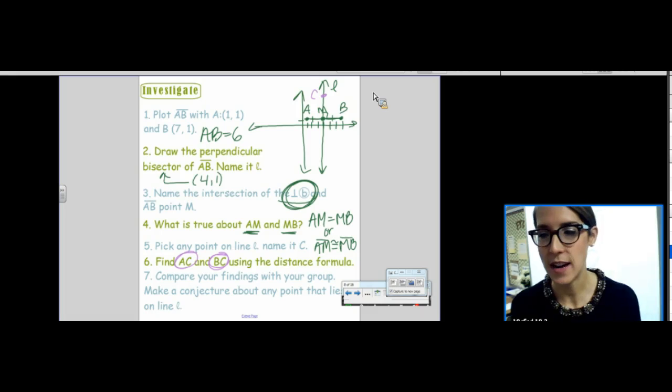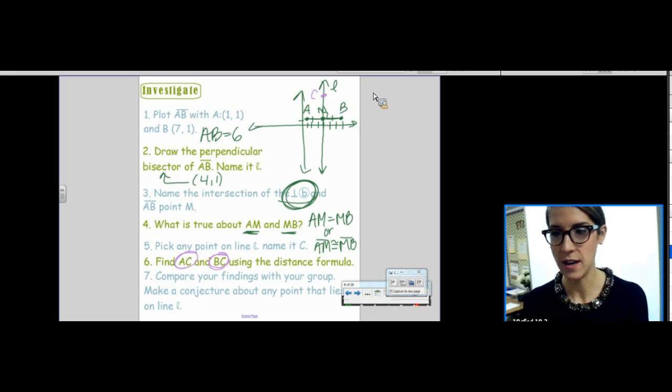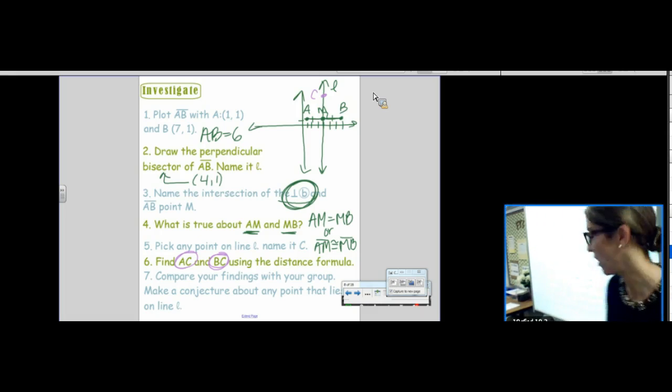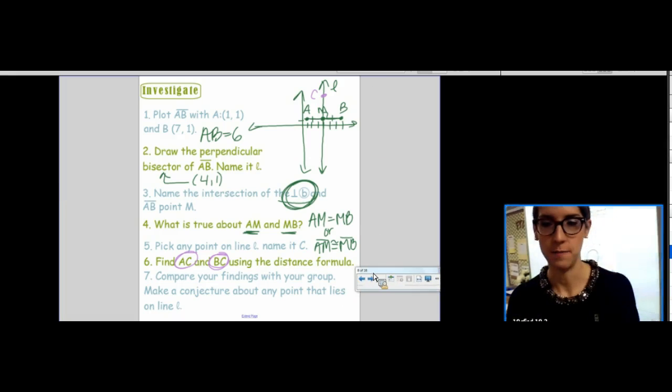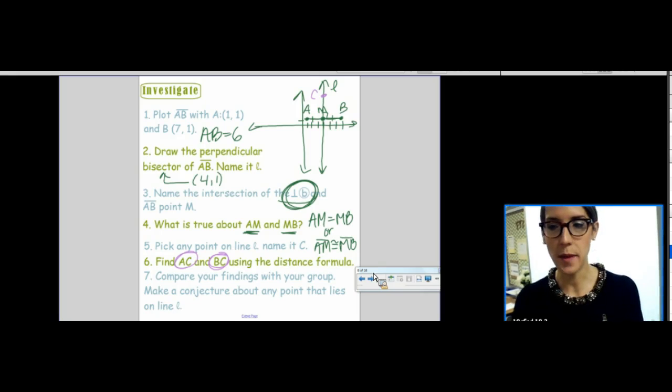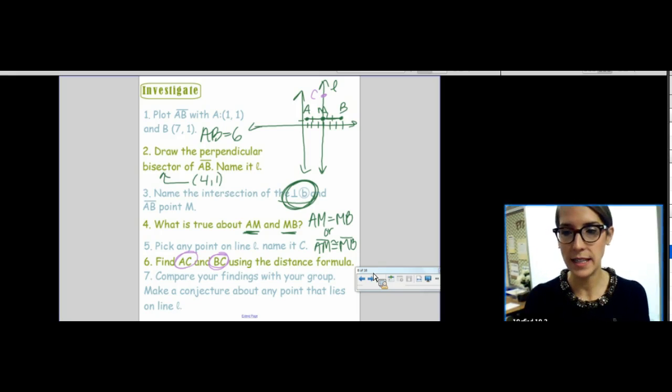It says compare your findings with your group. We'll compare with each other in a minute. And then we're going to make a conjecture about any point that lies on line L. Please find the distance from A to C and the distance from B to C.